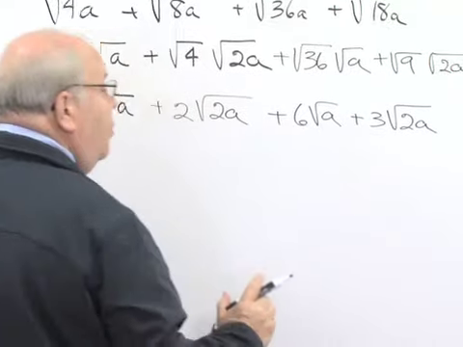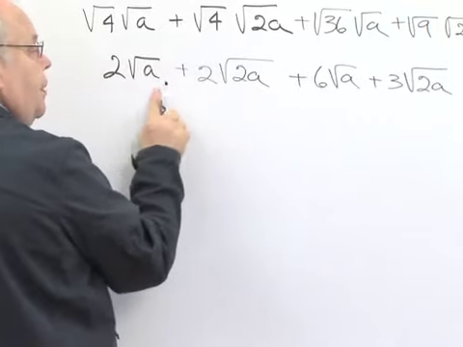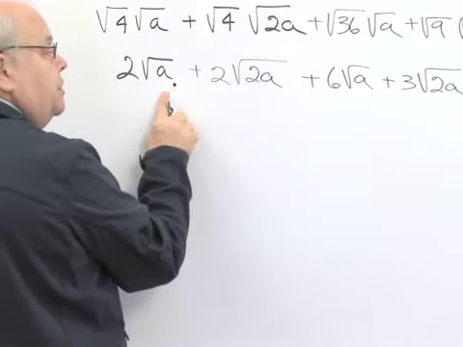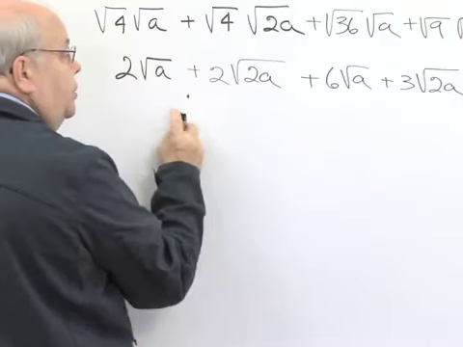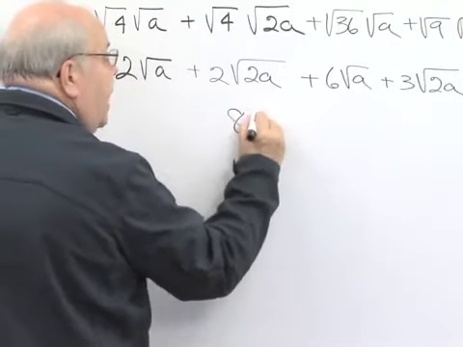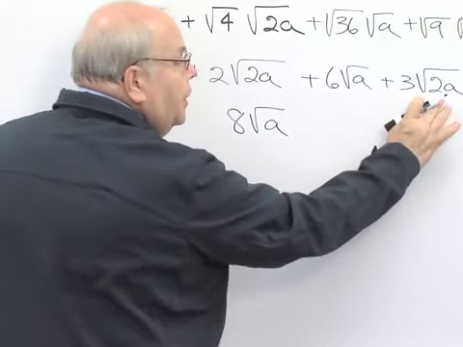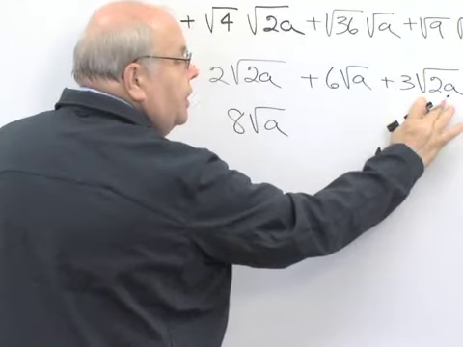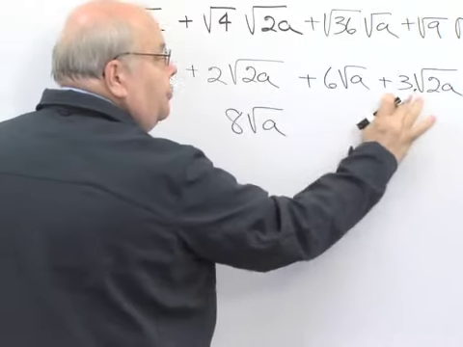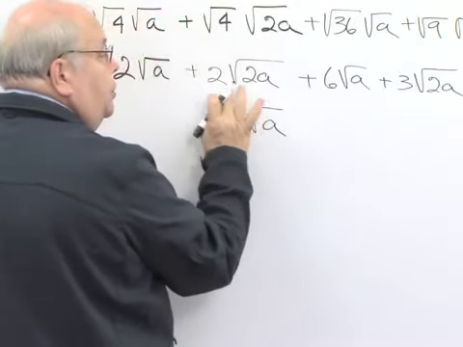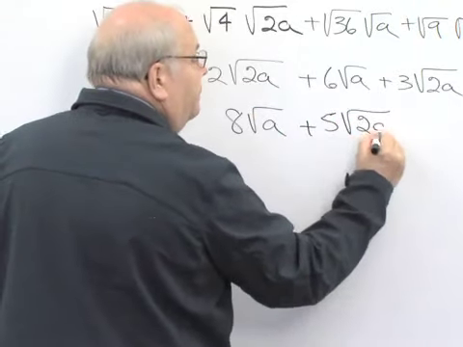Now it's very important we only add like terms. If this expression says the square root of a and this expression says the square root of a, we may combine it. 6 square roots of a added to 2 square roots of a would give us 8 times the square root of a. The other two terms have a different quantity underneath the radical sign, the square root of 2a here and the square root of 2a here. 3 square roots of 2a added to 2 square roots of 2a would give us 5 square roots of 2a.